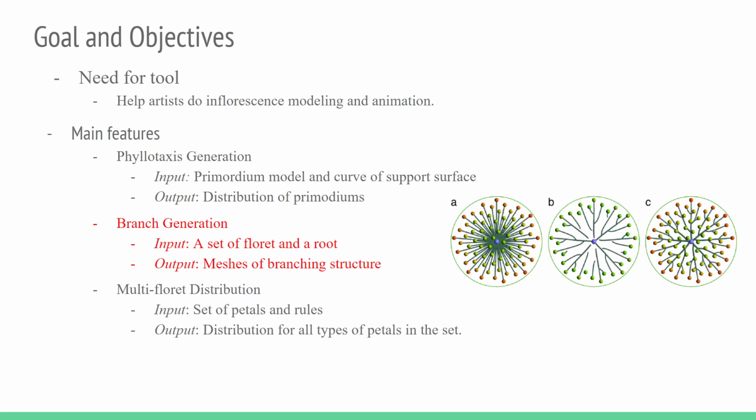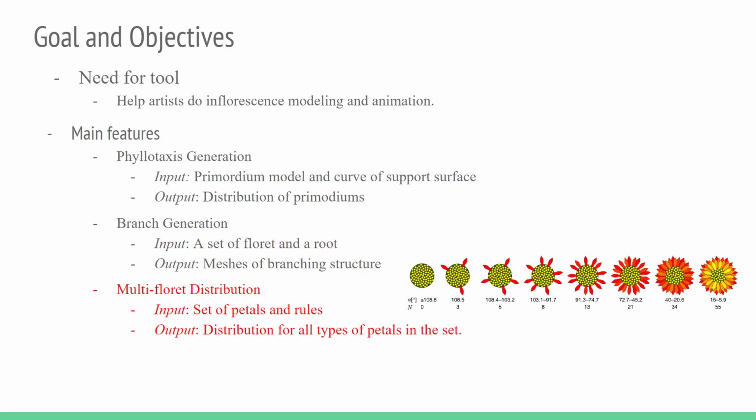The second feature is the branch generation. We can input a set of the position of the floret and the position of the root. We can get the mesh of the branch structure. When we change the parameter, we can get a different shape of the branch.